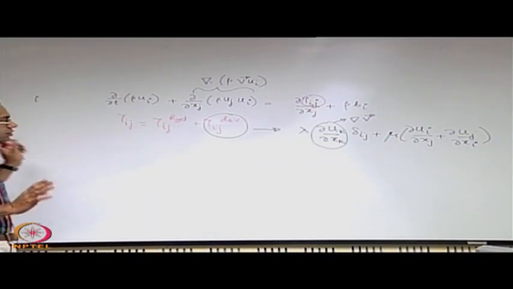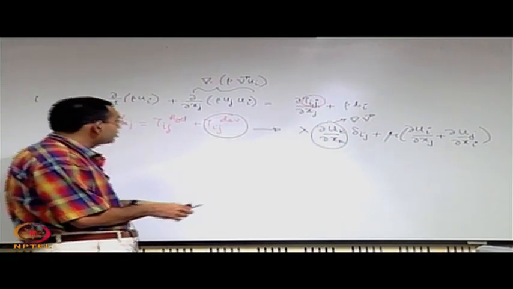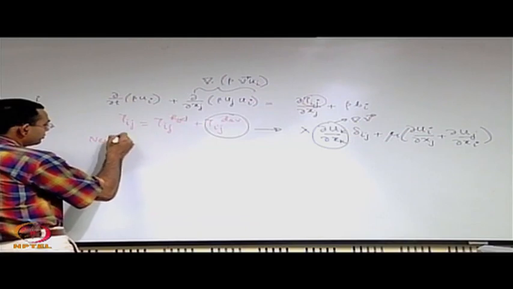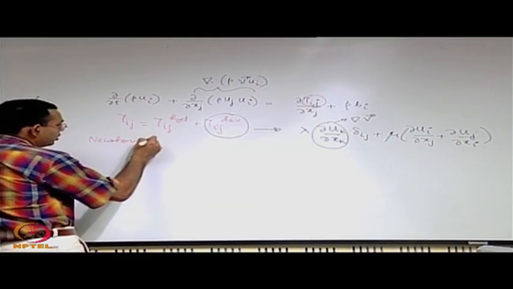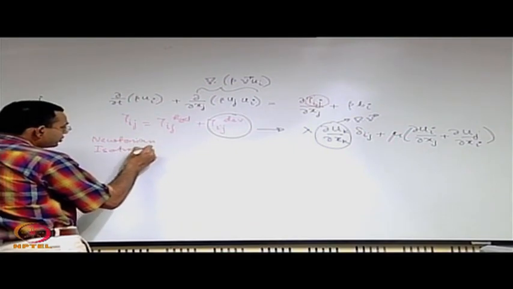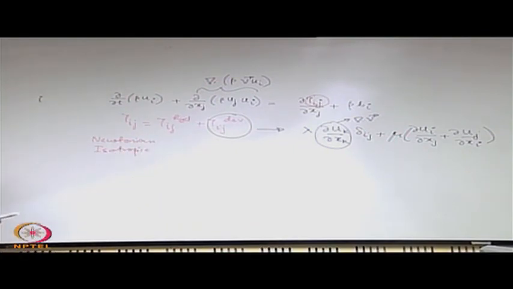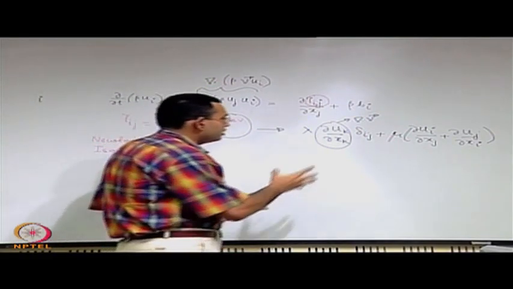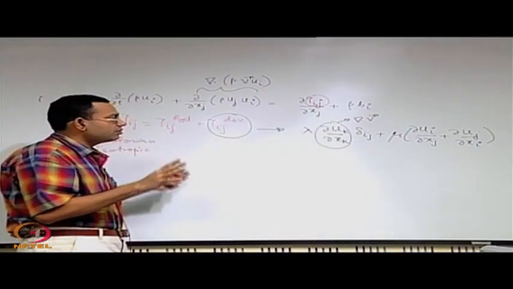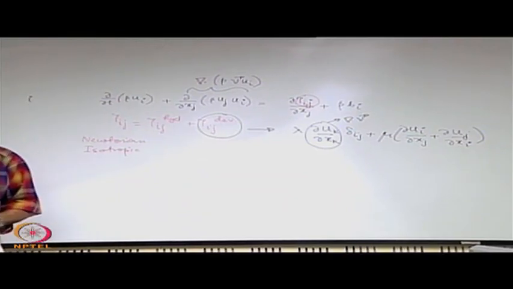See, Newtonian fluid is one important thing. So you have Newtonian fluid. The most important property that we have used is isotropic fluid. Homogeneous fluid will imply that this lambda and mu are not dependent on xi, or that is position.